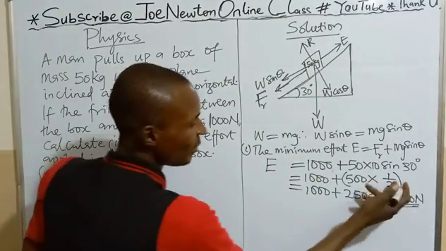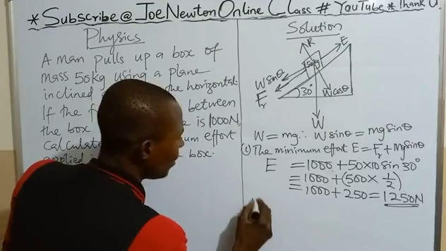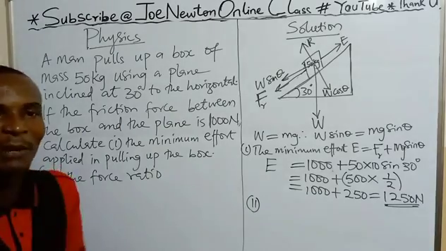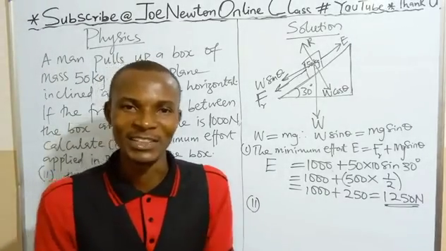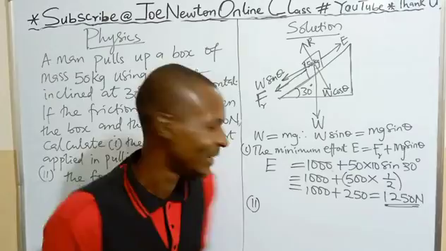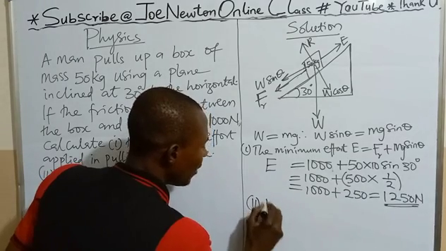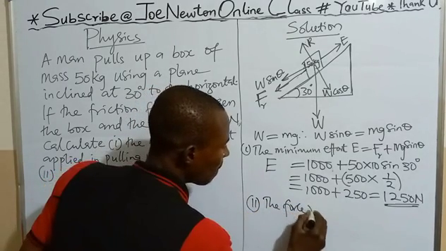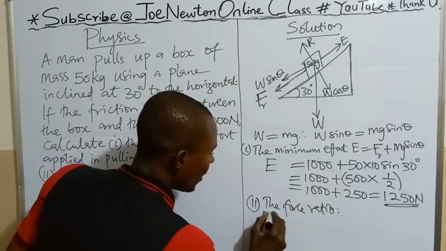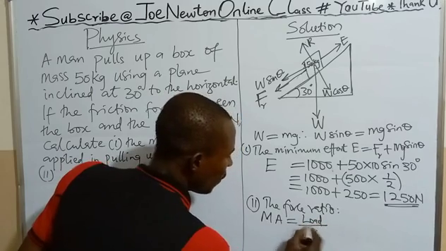Now, you know how we got this? 2 divided into 500 gives 250. Okay, now the next question: we are asked to find the force ratio. By force ratio, we mean mechanical advantage in machine. That is the ratio of the load to the effort applied. The formula: the force ratio, which is MA, equals load over effort.